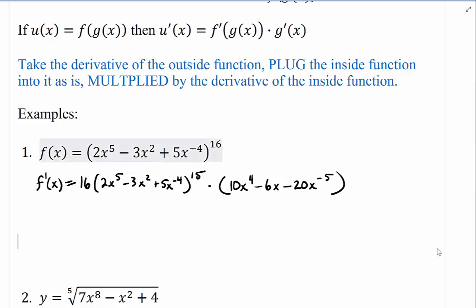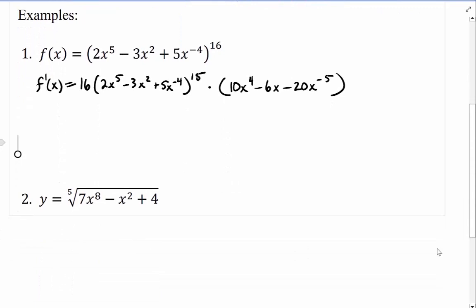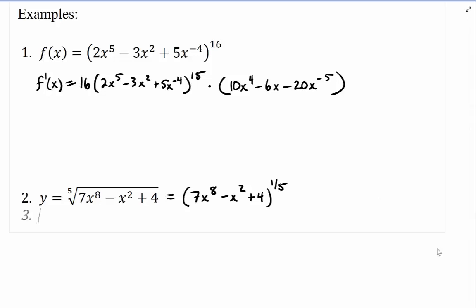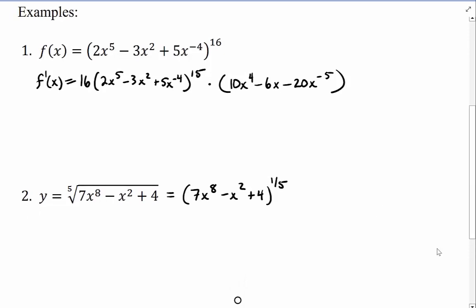Then looking at my next function, I can see that it is definitely a function stuck inside of this fifth root, remembering that a fifth root is the same as raising something to the power of 1/5. And the reason why I write that is so that I can see that that really is in the form of x to the power of n, so that I can use a power rule first. And so I'm taking its derivative.